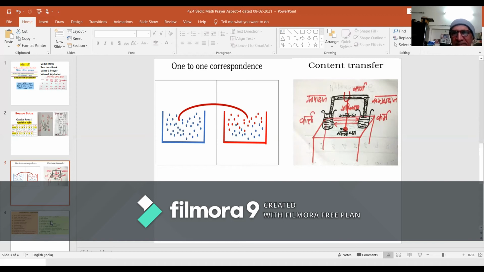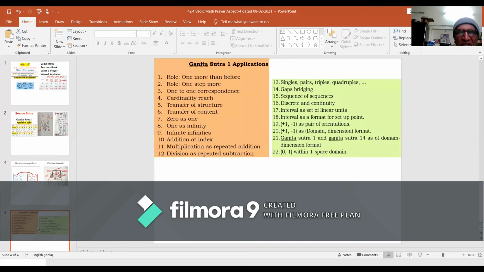The modern mathematics is restricting itself up till a correspondence, one-to-one correspondence. The Vedic systems, the mathematical domain of Ganita Sutra 1, will take us to content transfer. It is going to be a leap forward. It is going to be a very, very big step forward. The Vedic mathematical potentialities are self-evident here in this phenomenon, in this attainment.